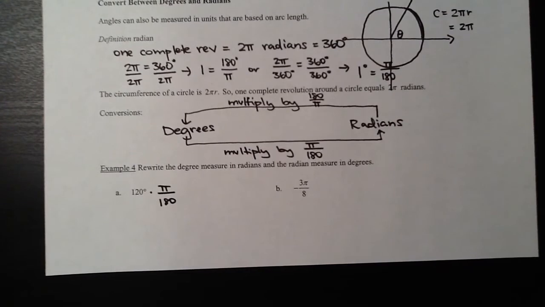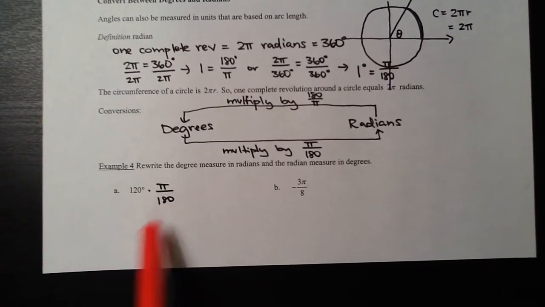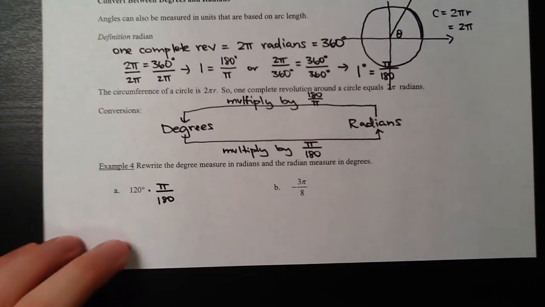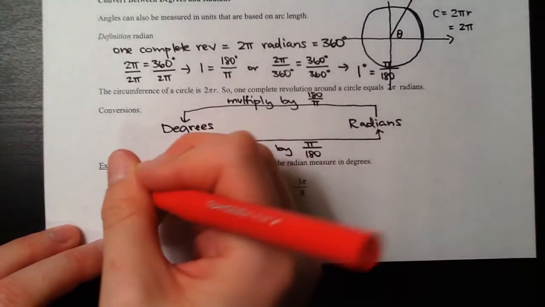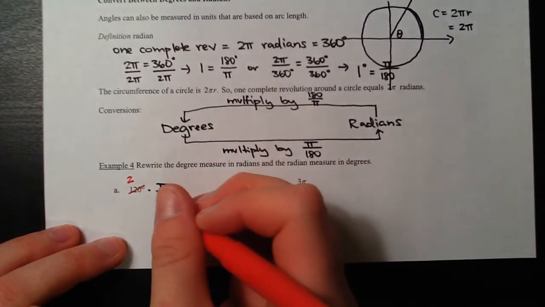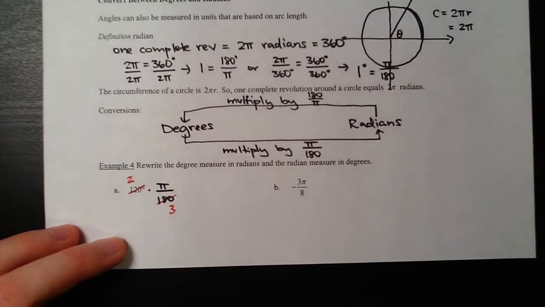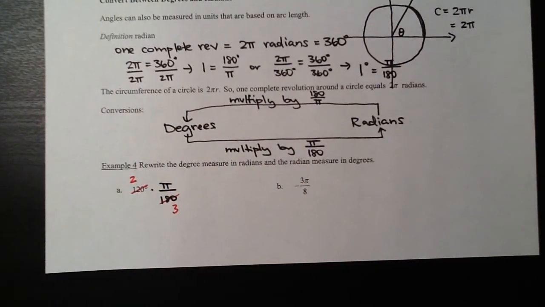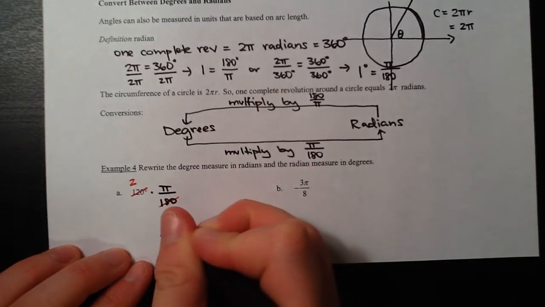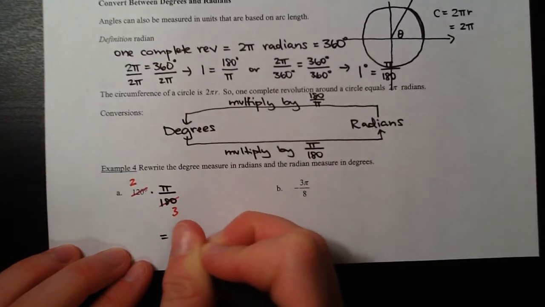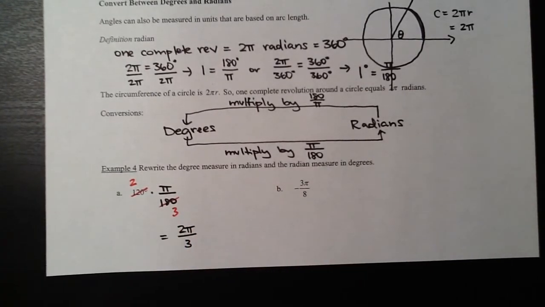The next step that you'll typically take is to reduce them down. 120 over 180, they're both multiples of 60, so I'm going to reduce down by 60. That leaves me with 2 here and 3 here. So what that reduces down to is 2 pi over 3. My measurement of 120 degrees is the same as 2 pi over 3 radians.